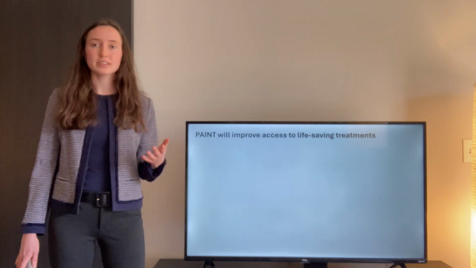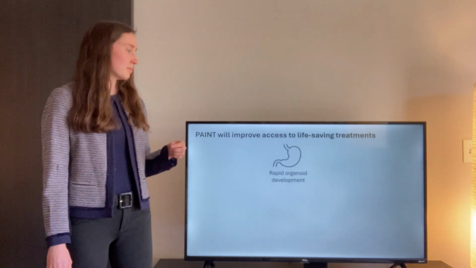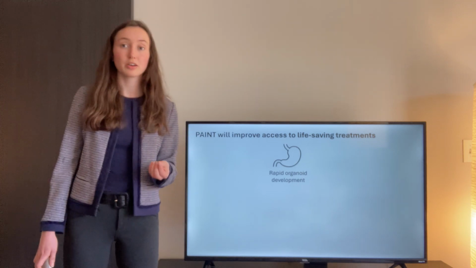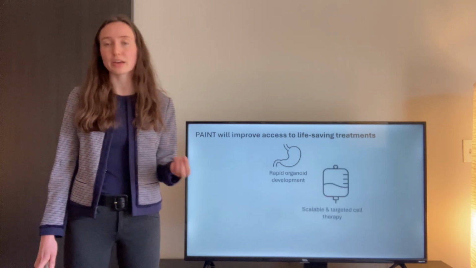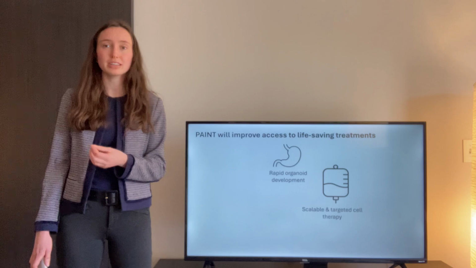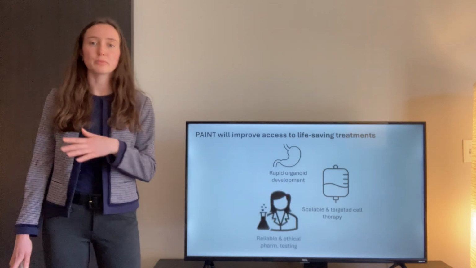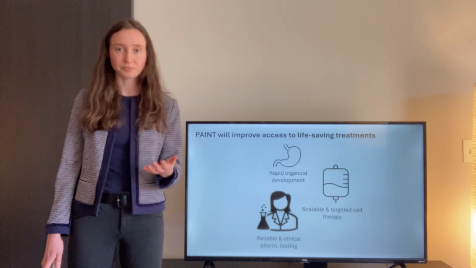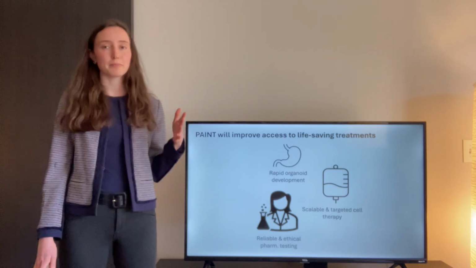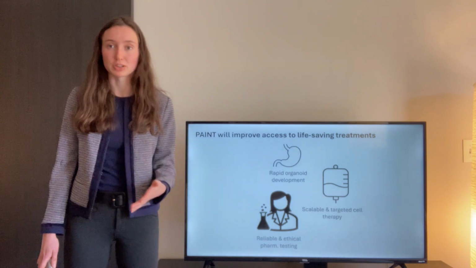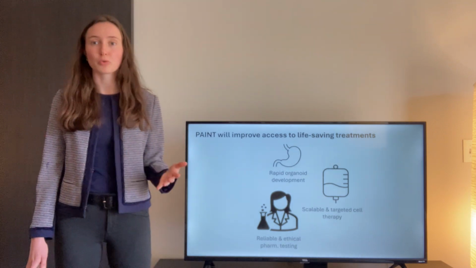Now, this device not only will make the development of organoids much more rapid, it can also be used for cell therapy, which is currently not an efficient process, and it will make pharmaceutical testing much more reliable and efficient. So this means that people who need this life-saving treatment we were talking about will get it much more quickly.